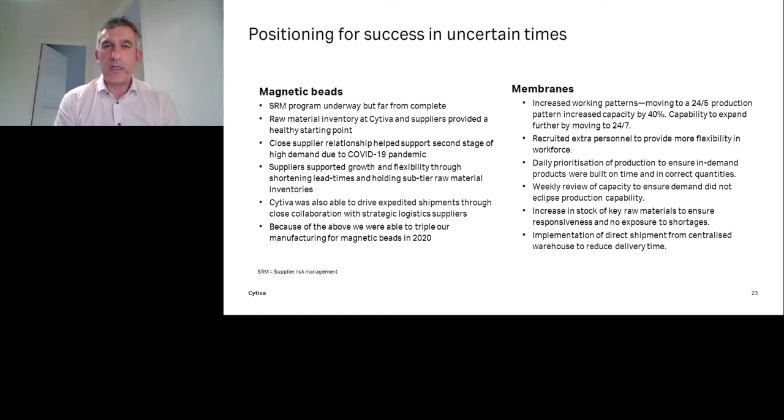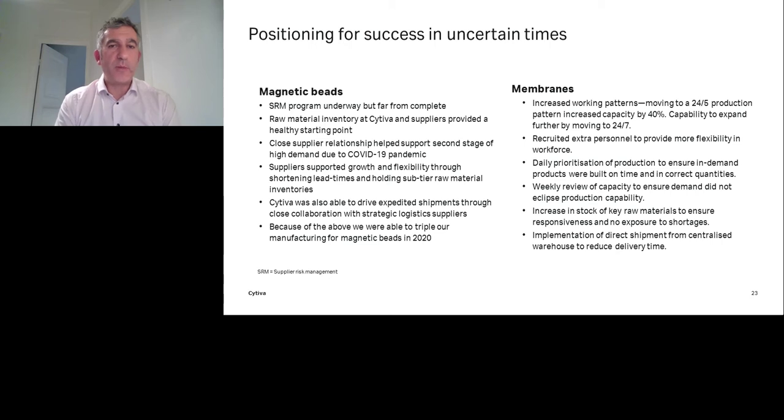But we'd also taken, at the back end of 2019, we'd executed on implementing a strategic review of our strategic logistics partners. And so we reduced the number of logistics partners that we had dramatically, and this was implemented actually January 2020. So we've been very grateful and pleased with the collaboration we've had from our logistics partners, and they have enabled us not only to receive material from faraway suppliers, but also keep deliveries flowing to our customers. So because of this, we were able to triple our magnetic bead manufacturing output in just a few months during 2020.